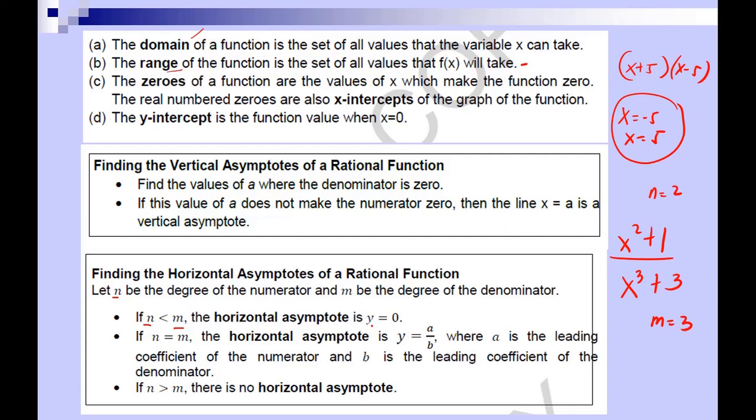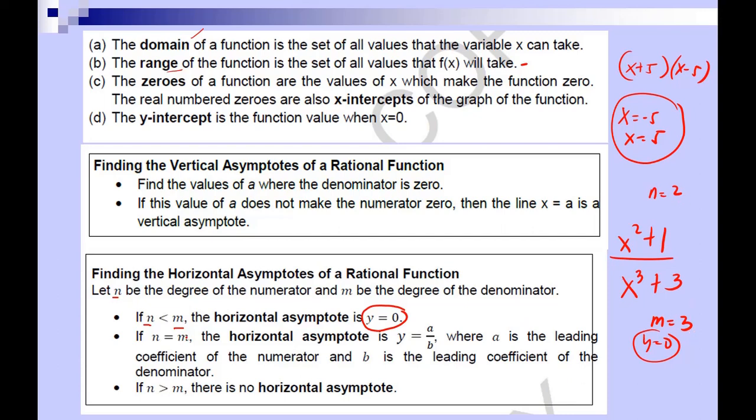And then, diri na nato nga rule. Pag ang degree sa numerator gamay kaysa denominator, automatically ang horizontal asymptote is y is equal to 0. In this case, diretso tag y is equal to 0 ang horizontal, kay mas gamay man ang numerator sa denominator. Okay? N is equal to 2 and m is equal to 3.